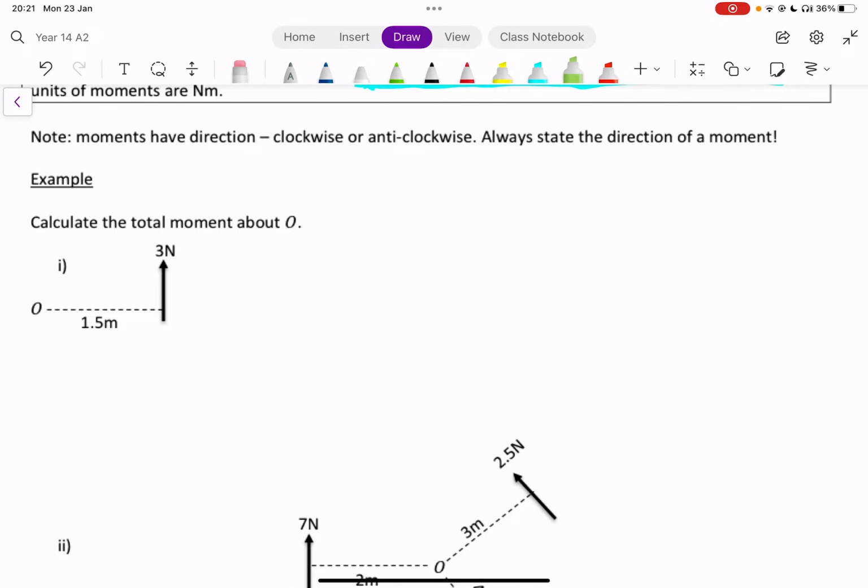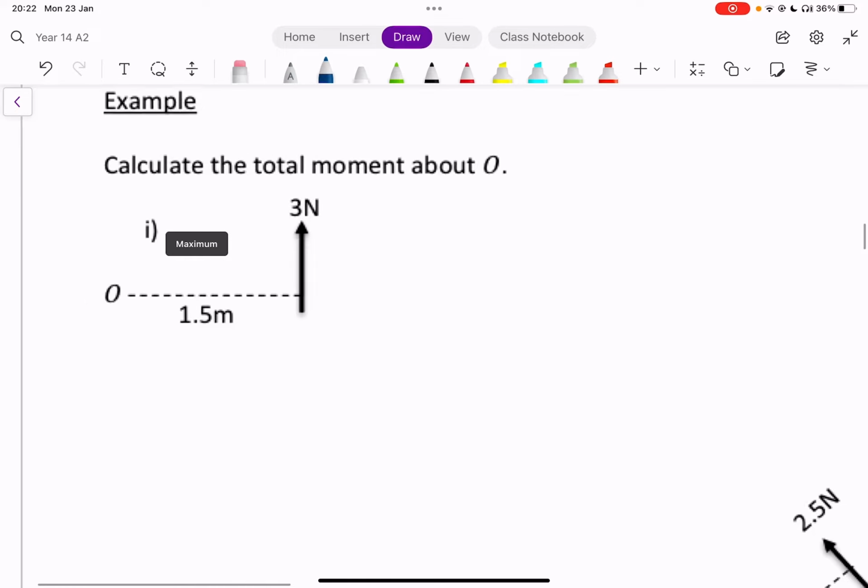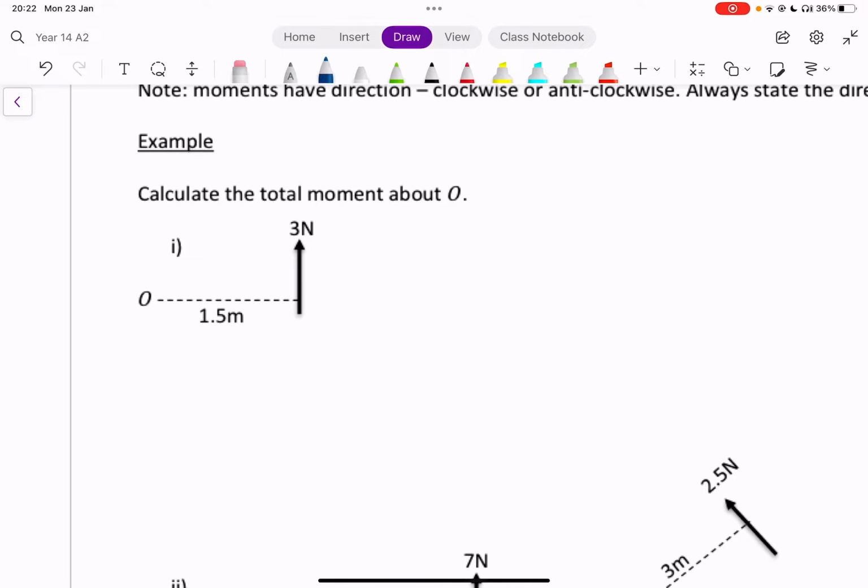Note that moments have direction, either clockwise or anti-clockwise, and always state the direction of the moment. Okay, we're going to do this one. It says calculate the total moment about O. This is your point O, 1.5 meters away you've got this 3 Newton force, and if that force was applied, it would be going around this direction. So it's clearly anti-clockwise.